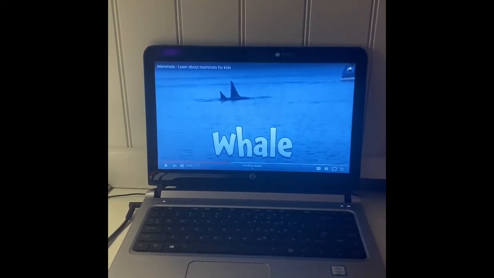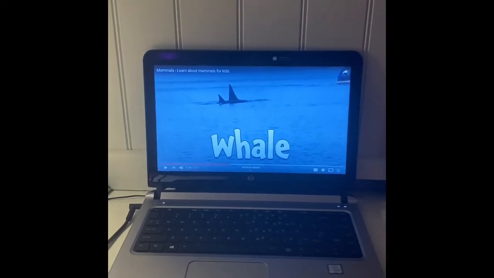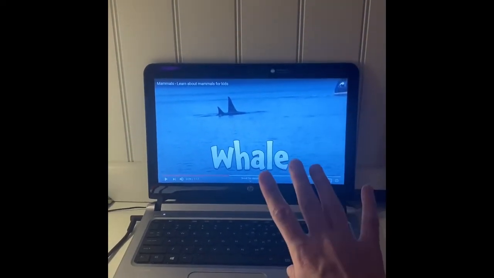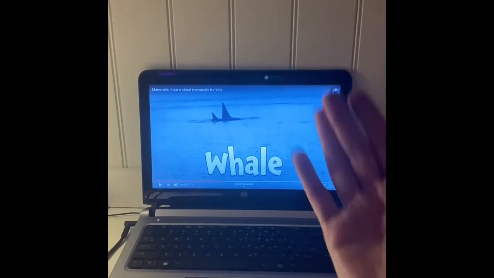So some animals like snakes and lizards and frogs, they don't have any hair at all. But some animals do. You just have to be able to look really, really close to see their hair.